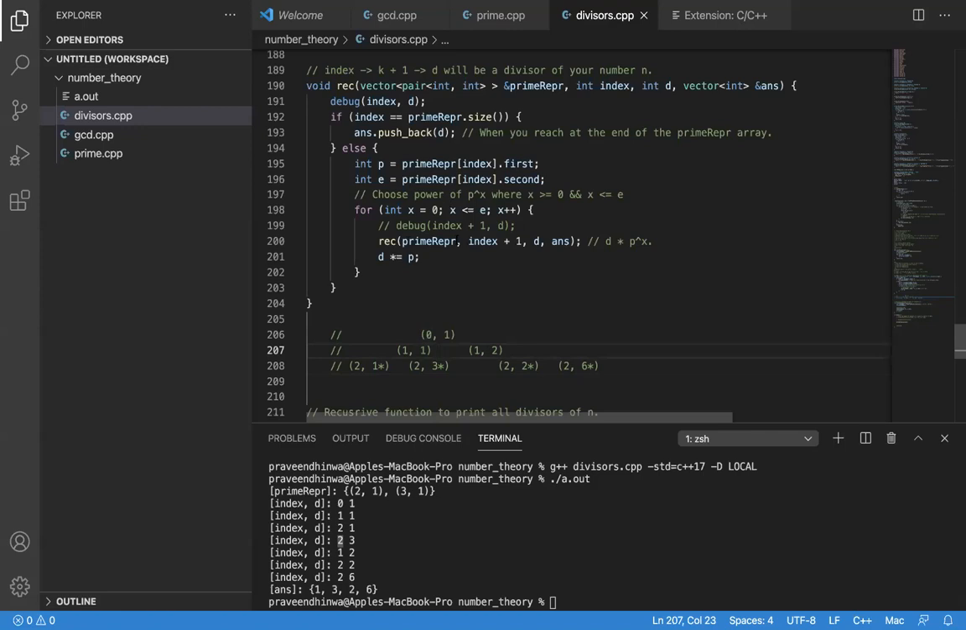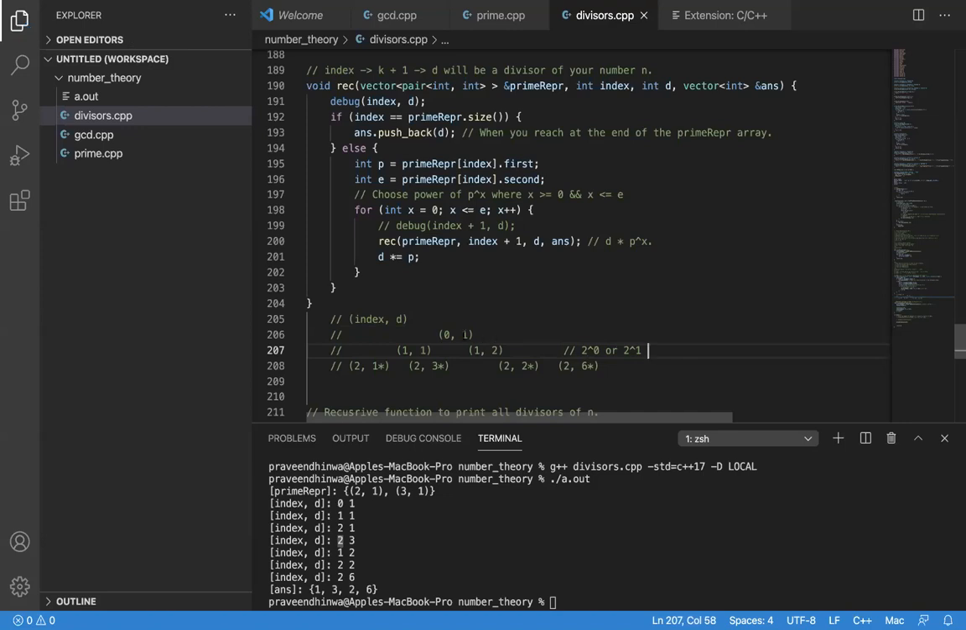So essentially, in recursion, you can draw its recursion tree as follows. The first thing is index. The second thing is the value of d. So initially you have 0, 1. You can multiply it by 2. So at this stage, you can have 2 power x, where you can have 2 power 0 or 2 power 1.